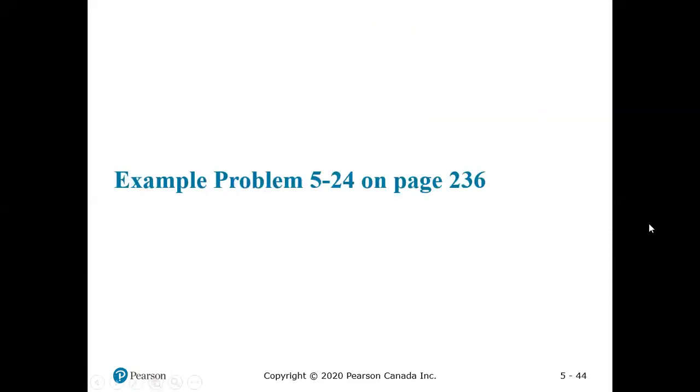Now we'll go through an example problem for allowance for doubtful accounts setup. It's problem 5-24 on page 236.